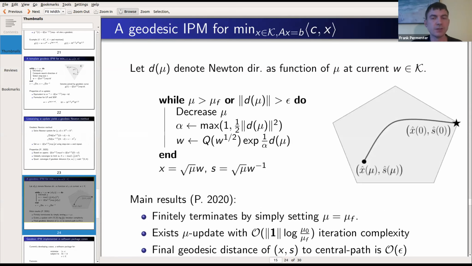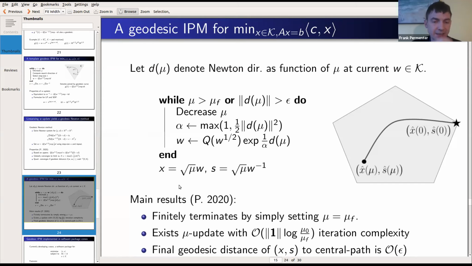Okay, so putting everything together, we get a geodesic IPM for solving symmetric cone programs. So I have a given symmetric cone program. I want to apply the interior point method idea, meaning I want to track the central path as I reduce mu to 0. So I have an algorithm that does this, that updates our decision variables using geodesic curves. Okay, so what exactly is this algorithm? Well, it's just the geodesic Newton method we had on the previous slide, where we've interleaved decreases in the centering parameter mu. Okay, so what can we prove about this?